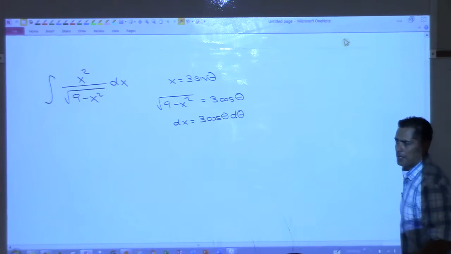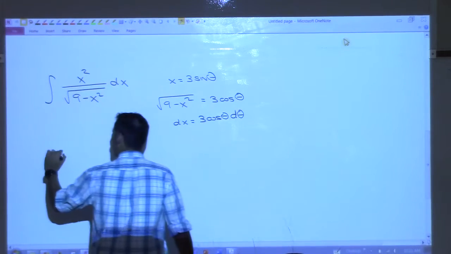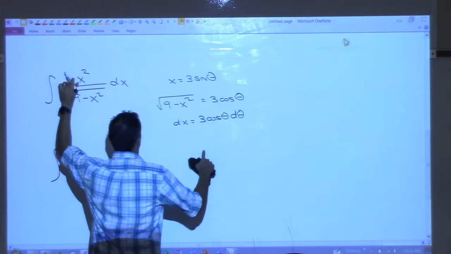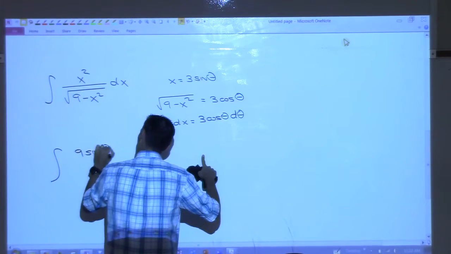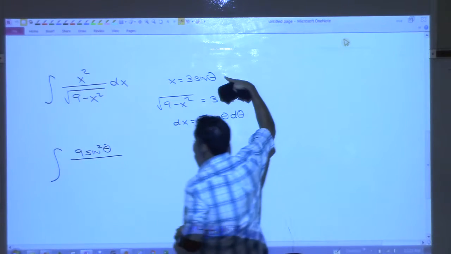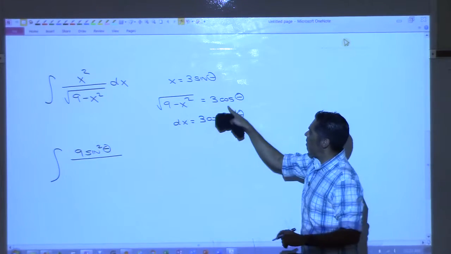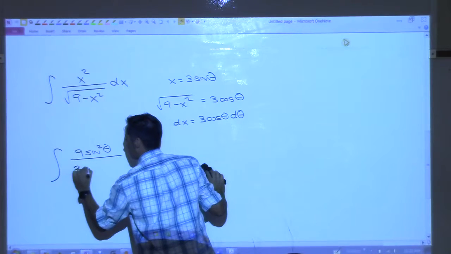And now we can rewrite the integral. So this integral becomes, let's see, x squared, so 9 sine squared theta. That's the x squared on top. And then the root part on the bottom becomes 3 cosine theta.